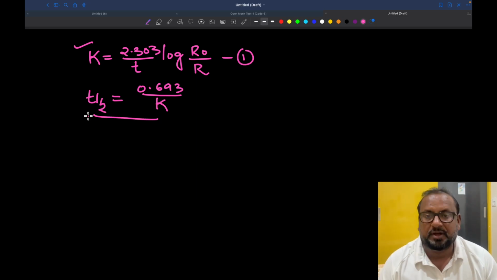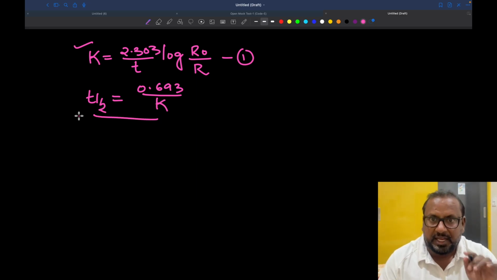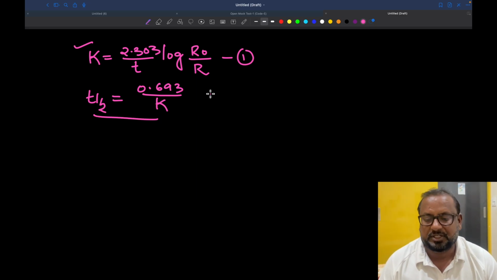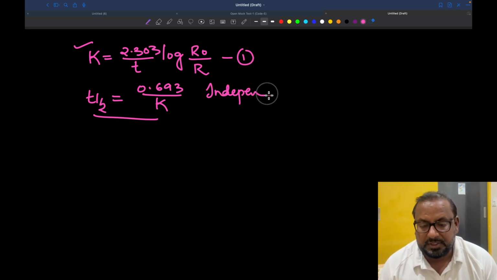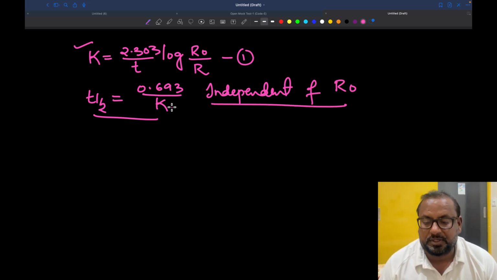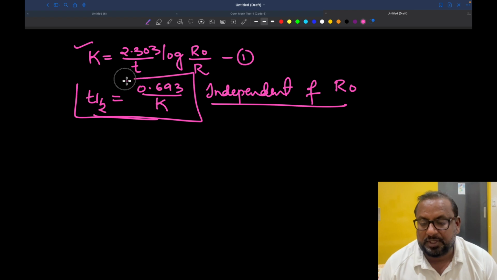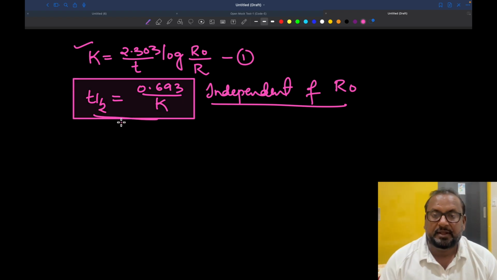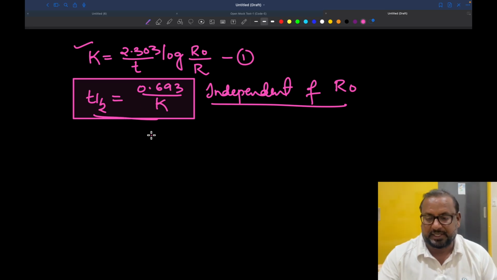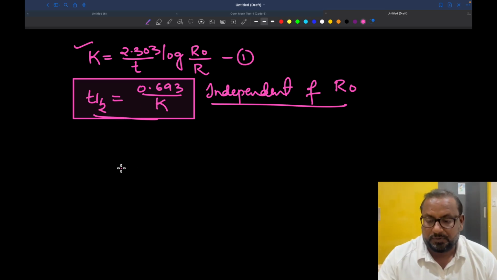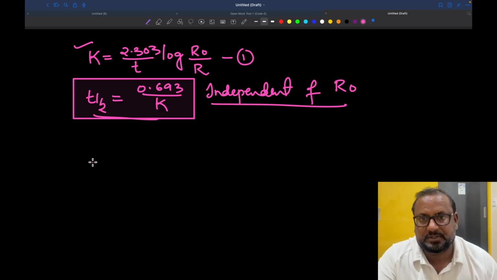T half of a first order reaction is independent of initial concentration, that is, independent of R naught. Why is it independent? In this formula we don't have an initial concentration term involved in it. That's why we say the T half of a first order reaction is independent of initial concentration. Okay, so first we need to study two graphs based on this.